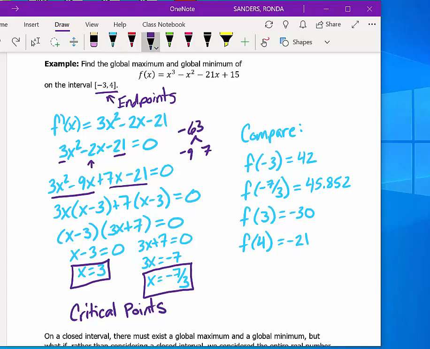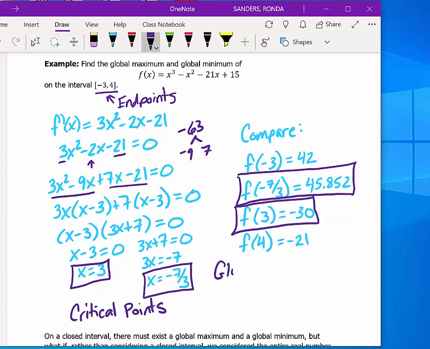The highest value is our global maximum, and the lowest value is our global minimum. So our global max is 45.852, and our global minimum is -30.